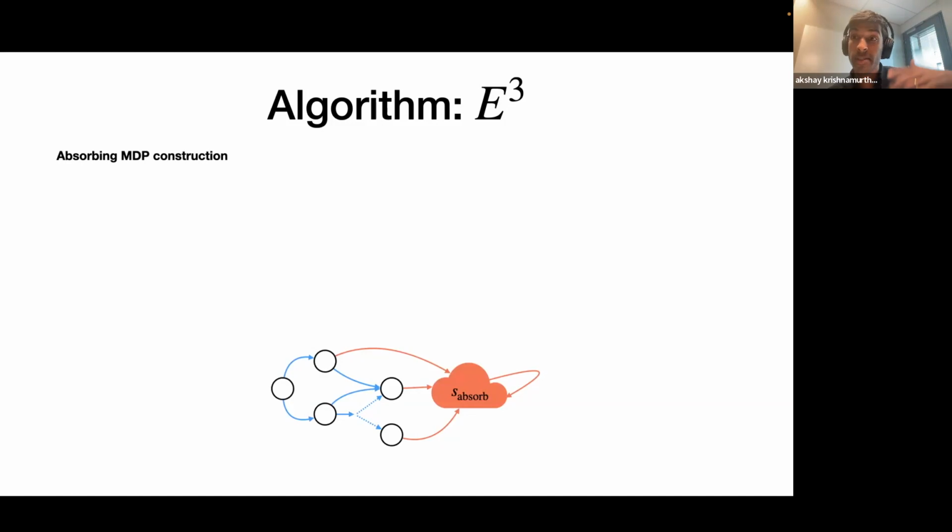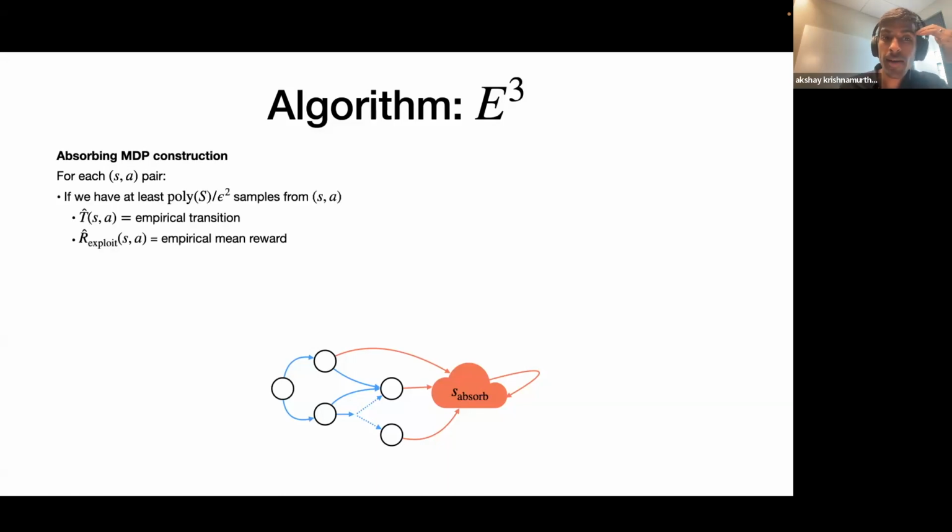The blue transitions are going to be the ones that you know, and the red transitions are going to be the ones that you don't know. And they're going to transition to some fake state that I'm going to create called the absorbing state. What I'm going to do is look at each state-action pair and check if you have enough samples from that state-action, maybe poly of the number of states over epsilon squared samples. If so, that means I have good estimates. So these will be called the known states. Good estimates means that just looking at the empirical transitions I've seen so far is a good estimate of the transition operator, and just looking at the empirical mean reward is a good estimate of the true mean reward.